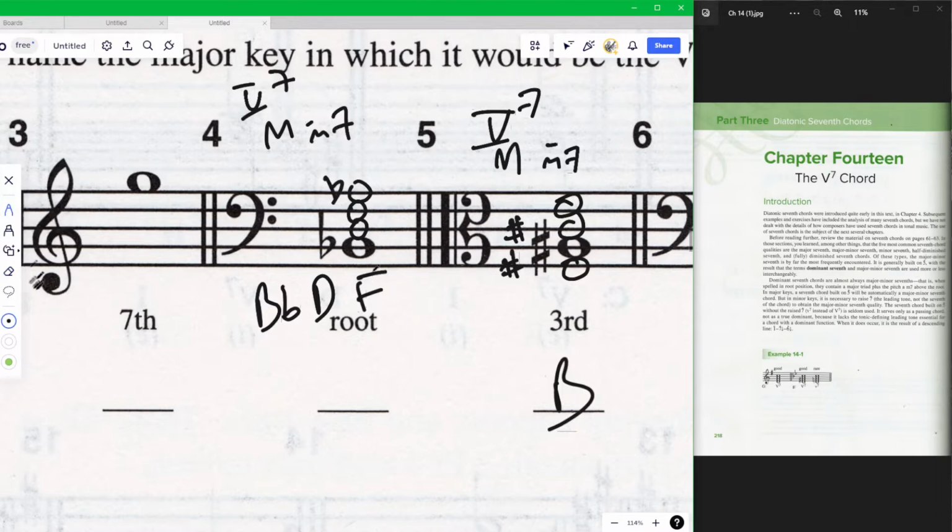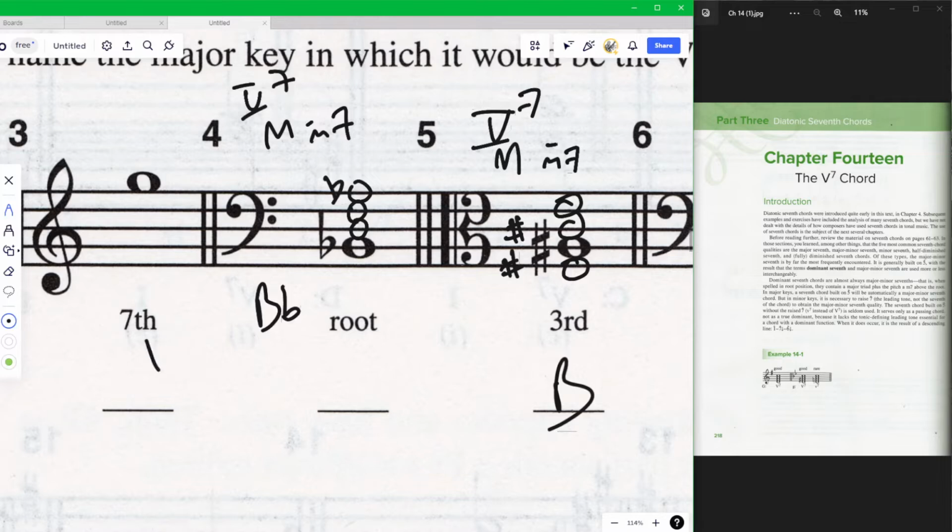Okay, now what's this going to be the root? What's going to be the key signature for this? Again, just spell a triad, a major triad, where B flat is the 5th of. And I'll give you 2 seconds for that.